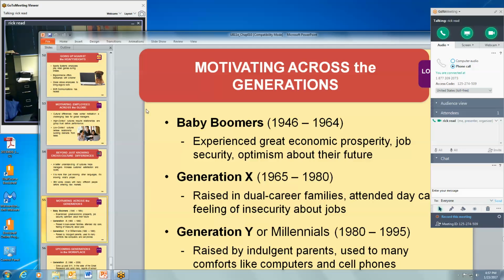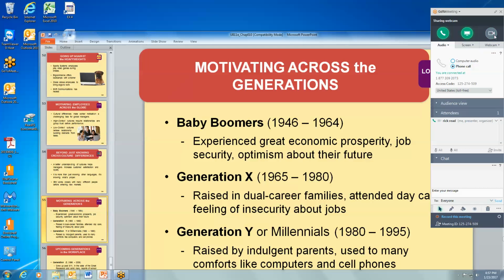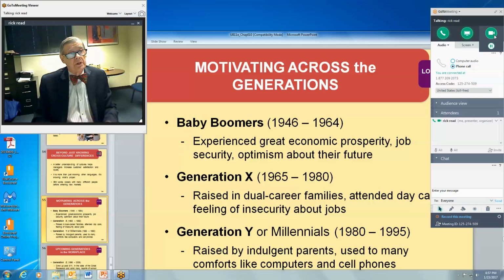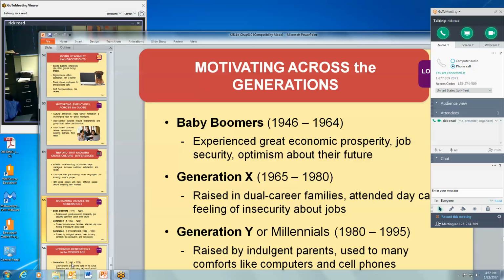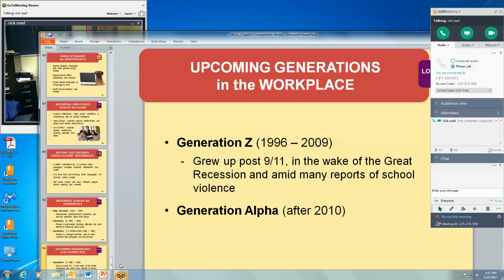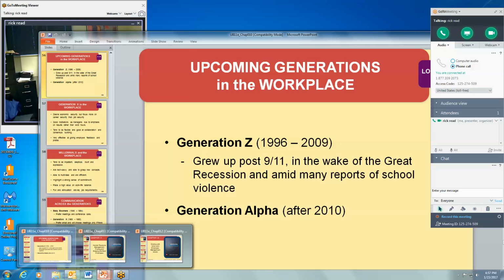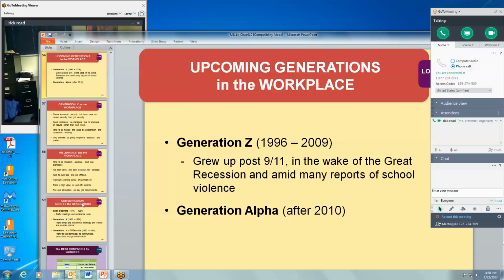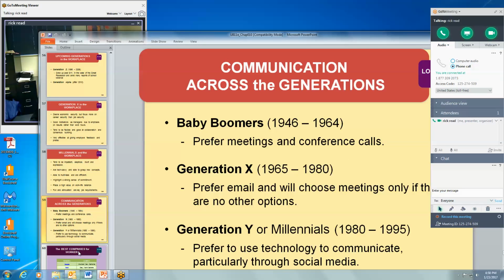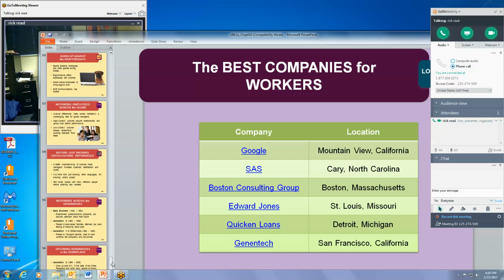This just talks about motivating some of the different generations. Baby boomers, not many left. Most of them are leaving the workforce or they're downsizing. Generation X, Generation Y, we have to talk about what they do and how to connect with those people. And then Generation Z, Millennials, etc. That brings us to the end of chapter 10.